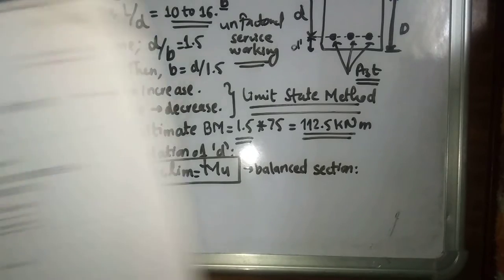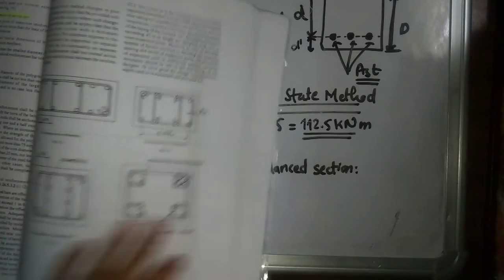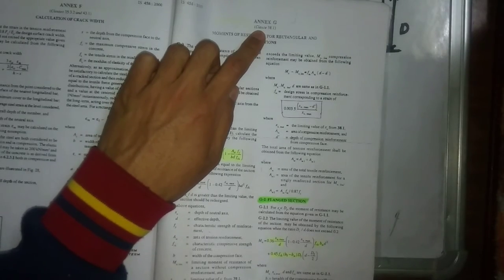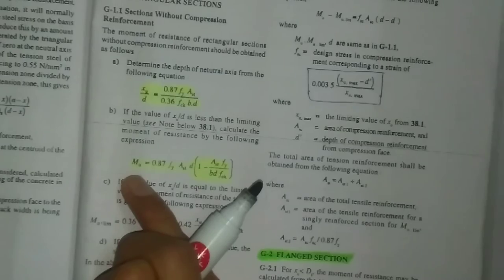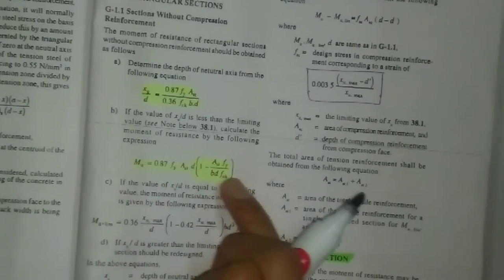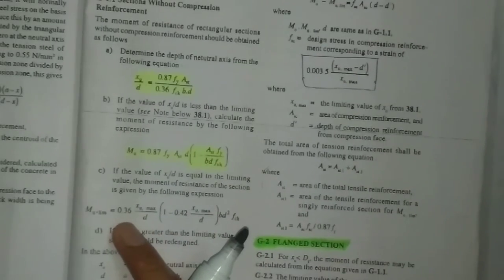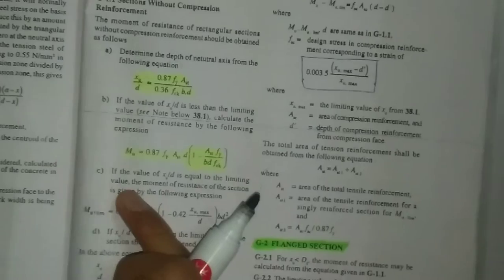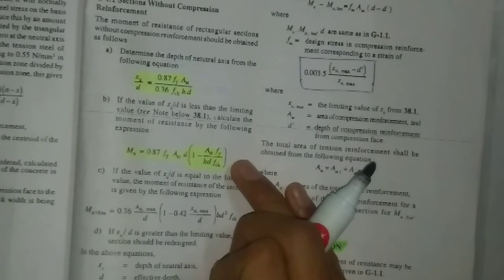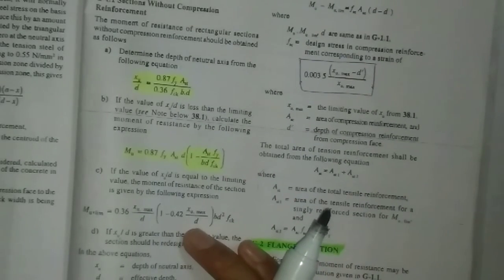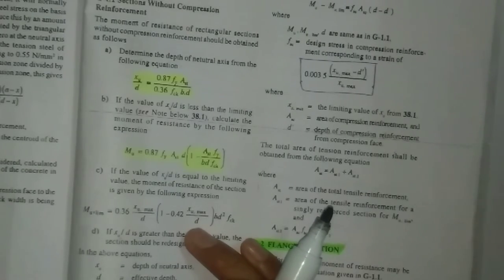So what you need to do is open your IS code, as I mentioned before. Turn to almost the last page, and as you can see under clause G-1.1, 38.1, we have our formulas right over here. If the value of Xu by d is less than the limiting value, then we have our formula of Mu as 0.87 fy Ast, as highlighted over here. Similarly, for our balanced condition, if the value of Xu by d is equal to the limiting value, then we have our value of Mu limiting as this. So this is our bending moment formula for under reinforced section, while this is my formula for balanced section. Right now we are designing for balanced section, so we are going to use this formula.